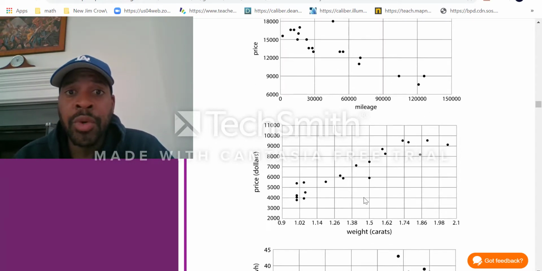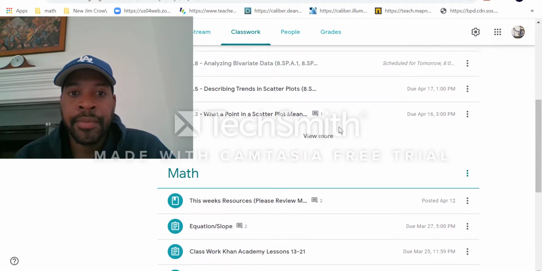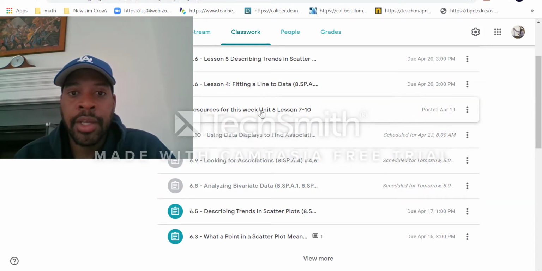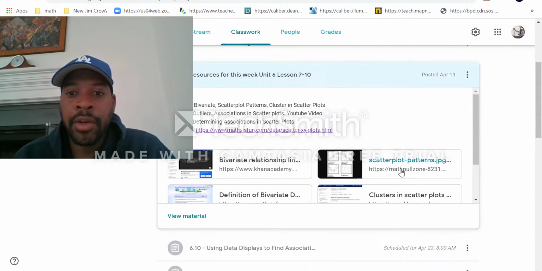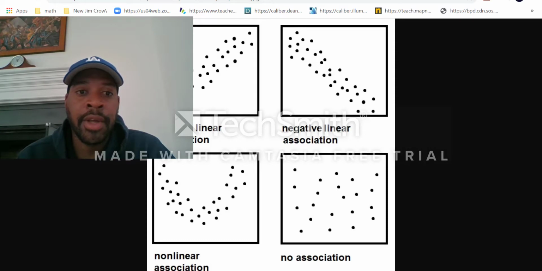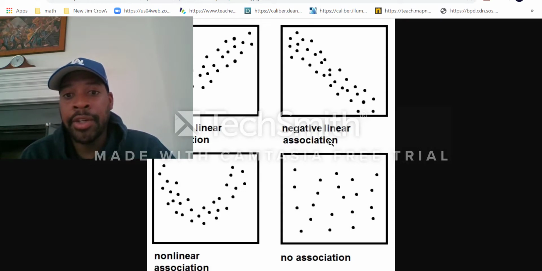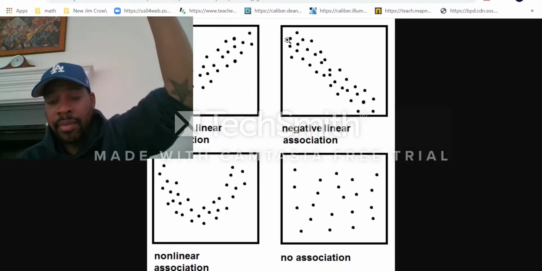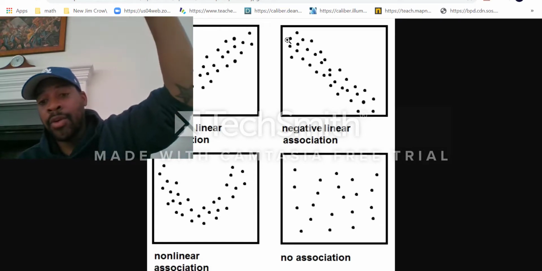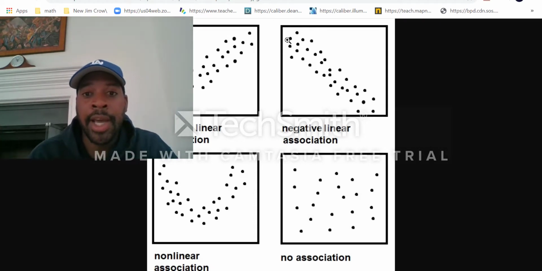So in Google Classroom, I've actually posted links to that there. If you go to where it says resources for this week, you click on that, and you click on scatter plot patterns. You'll get something that looks like this, and it'll give you a breakdown of the positive linear association, meaning that all the points are heading to the right and going up. Whereas with your negative linear association, your points start from your y-axis at the top, and they go down to the right, meaning that they're going down towards the fourth quadrant, which would be negative.